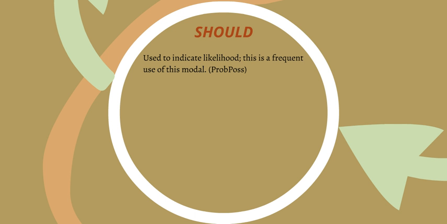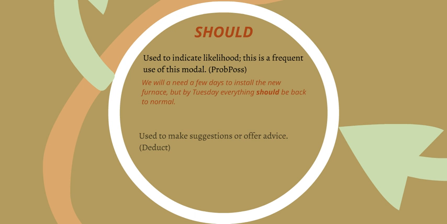Should. Should falls right in the middle here. It's used pretty considerably in English for various types of things. One thing it's used to is indicate the likelihood. This is a frequent use of this modal, how probable or possible something is. We need a few days to install the new furnace, but by Tuesday everything should be back to normal. The likelihood is good that everything should be back to normal, but there's still a degree of uncertainty, just a slight degree. And so therefore it makes it a probability possibility.